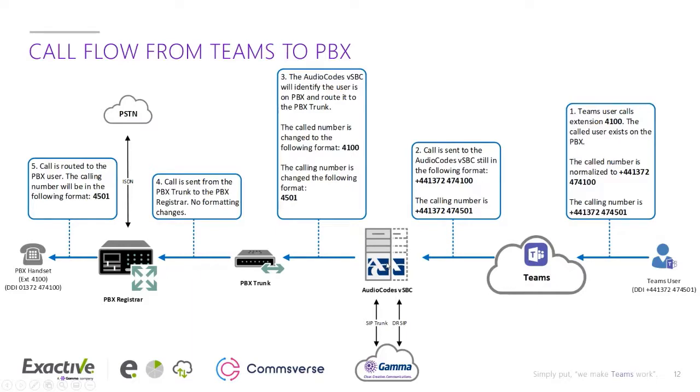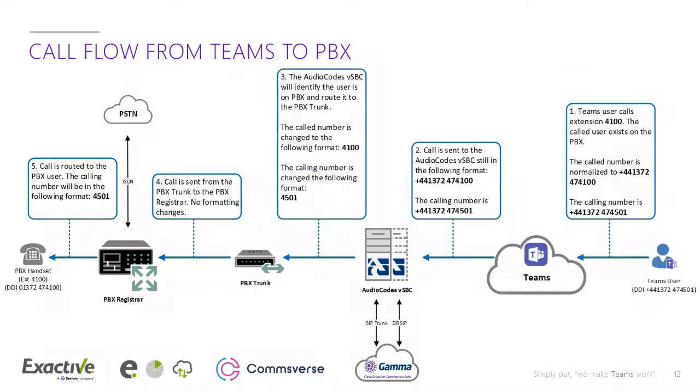And this is almost where the magic happens. So AudioCodes at this point will make a decision. Have we set up a rule in here to send this to the PBX because we know the user sits there? Or if that's not the case, can we send it out to our SIP trunk that we have here? So we know in this scenario that there's going to be a rule in place to send it on to the PBX, but the PBX doesn't necessarily know what E164 format is.